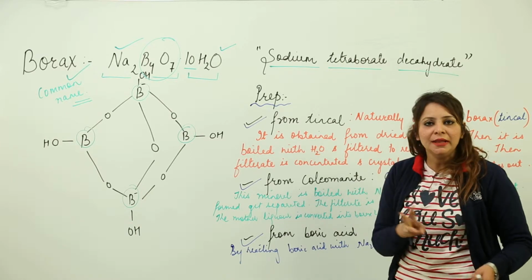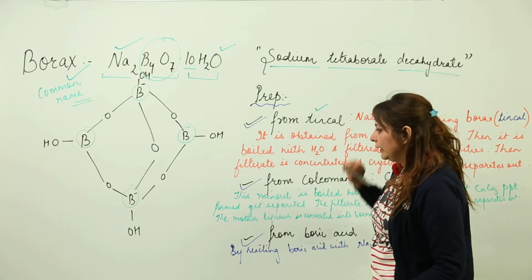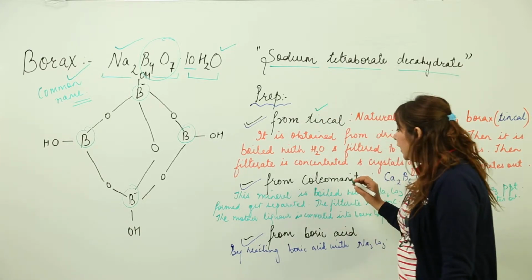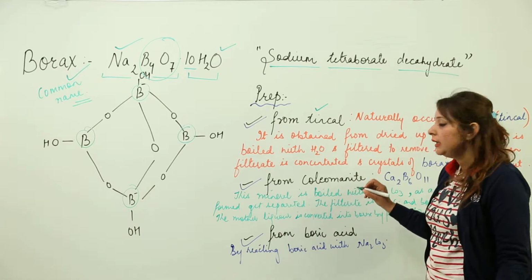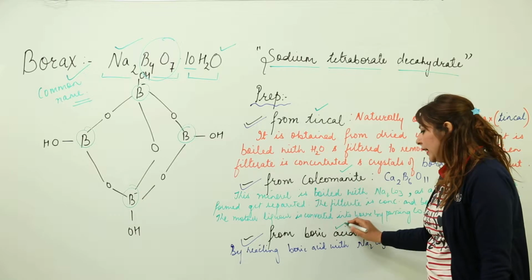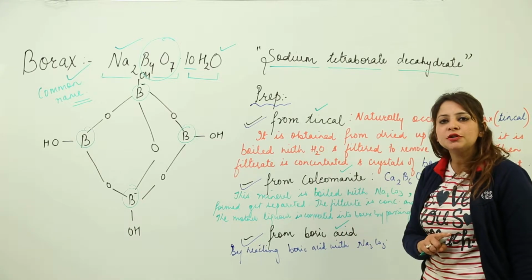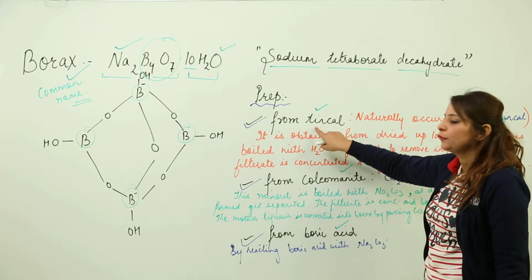Now we'll start with the preparation, that is how we can obtain borax. We have 3 methods for preparing borax. One is that it is obtained from tinkal. Second, it is obtained from an ore or mineral, that is colemanite. And it can be obtained from boric acid, which means a boron compound only.